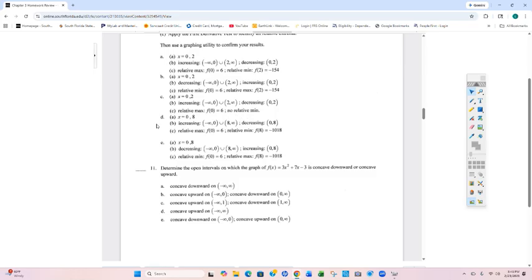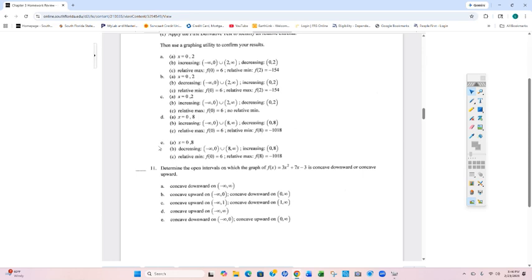Okay, part D, answer D. Part A, x equals 0, x equals 8. Part B, increasing on the interval negative infinity, comma 0, and union symbol, 8, comma infinity. Decreasing on the interval 0, comma 8. Part C of this answer, relative max, f of 0 equals 6, relative min, f of 8 equals negative 1018.